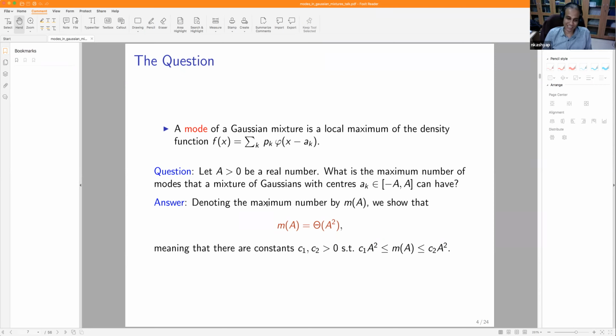The precise value of the constants is not something I'm going to be determining, but if you tighten the bounds that we have, they'll be within a small factor. So C1 can be taken to be about 0.1, and C2 may be of the order of 10. So m(a) is between 0.1 a squared and about 10 a squared. These are rough bounds, but the main important fact is that it grows quadratically in a.